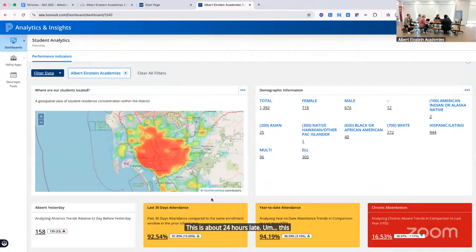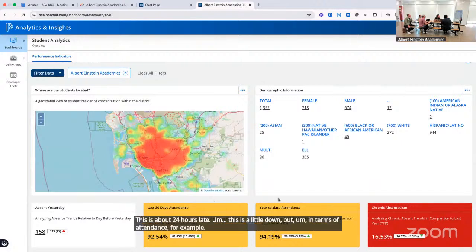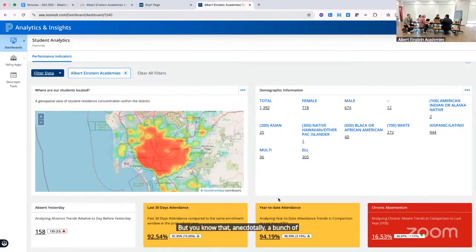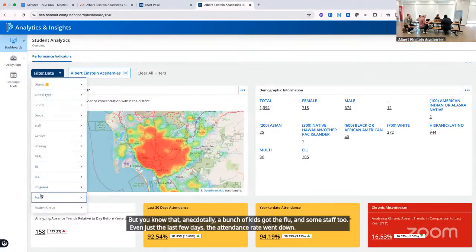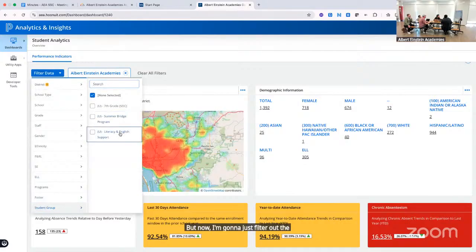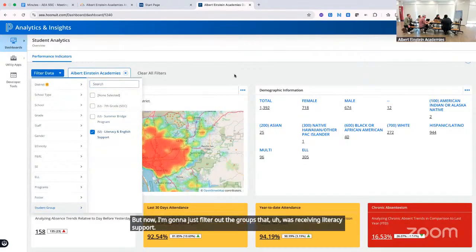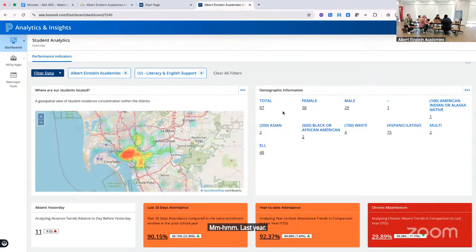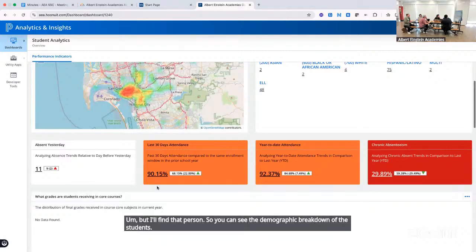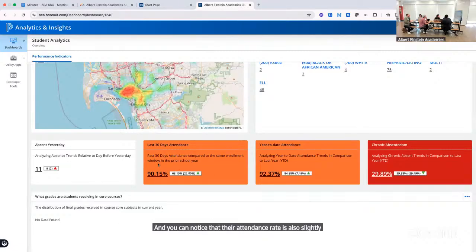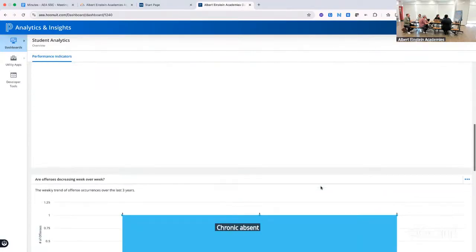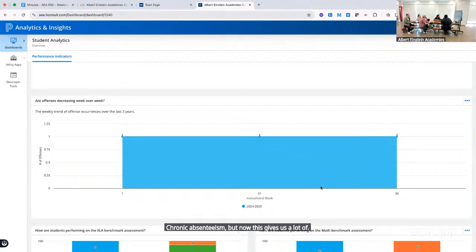This is a little down in terms of attendance, for example, but anecdotally, a bunch of kids got the flu and some staff too. So even just in the last few days, the attendance rate went down. But now I'm going to filter to the groups that were receiving literacy support last year. And so you can see it's 87. It's supposed to be 88, but there's one student missing on here, and I'm not sure why. Okay. But I'll find that person. So you can see the demographic breakdown of the students, and you can notice that their attendance rate is also slightly lower than the general population, with chronic absenteeism. But now this gives us a little bit more current data.